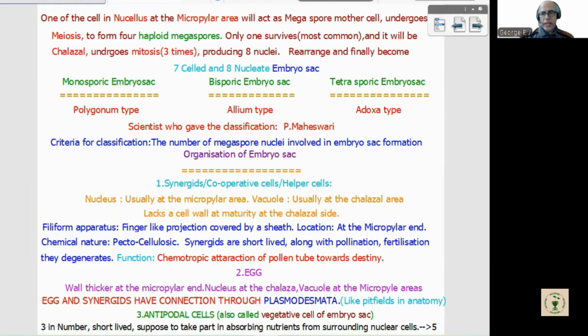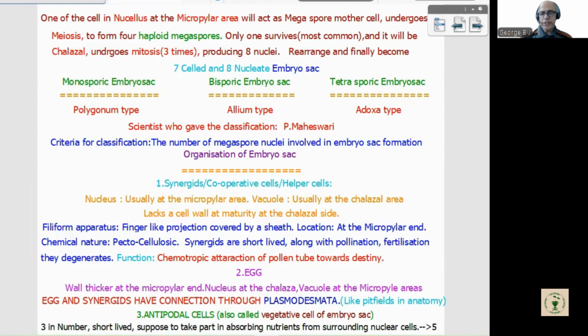So 3 types I told you: only 1 megaspore functional, 2 functional, or all 4. Accordingly, there is a classification for embryo sacs. It is connected with the famous Indian plant embryologist P. Maheshwari. The criterion for the classification is the number of megaspore nuclei involved in embryo sac formation. We have to learn only monosporic. Typical example is Polygonum, bisporic Allium, tetrasporic Adoxa. So for us, syllabus-wise, only Polygonum or the monosporic type.